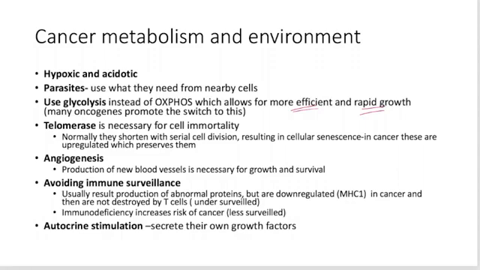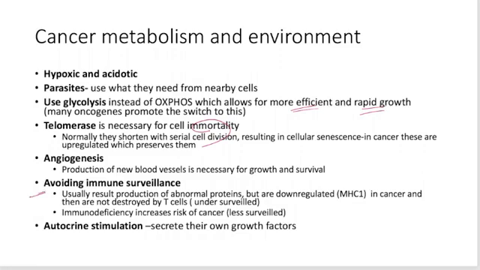Telomerase is necessary for cell immortality, and that's what we were talking about. Normally they shorten with serial cell division, resulting in cellular senescence. In cancer cells, these are upregulated, which preserves them. Also, which is high yield, is angiogenesis. Cancer cells actually produce new blood vessels so that they get extra nutrients and they can grow and survive and live a long life and try and kill you.